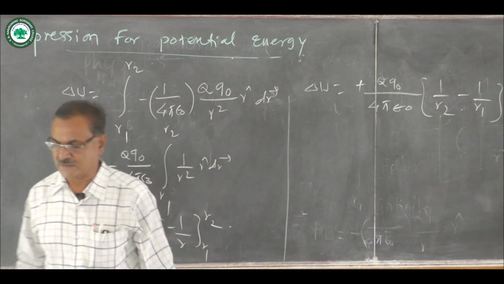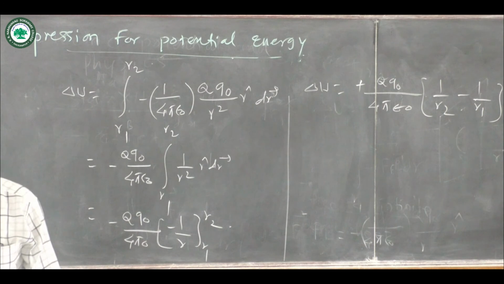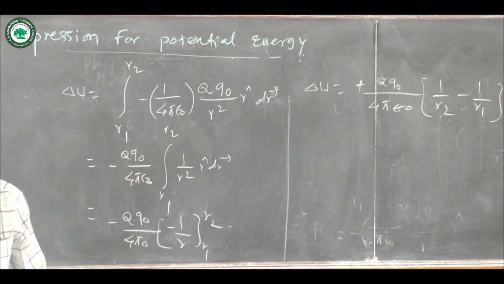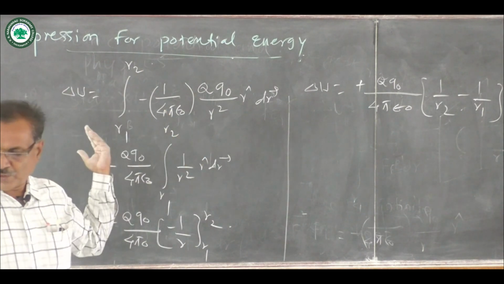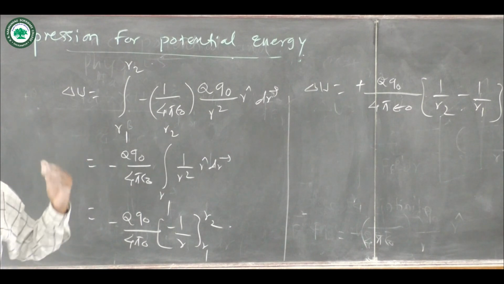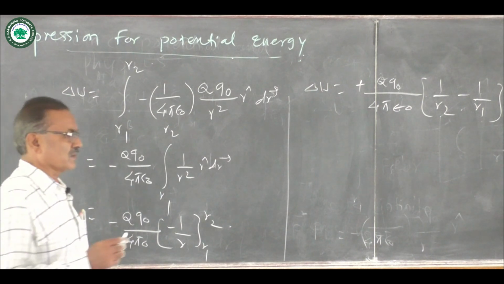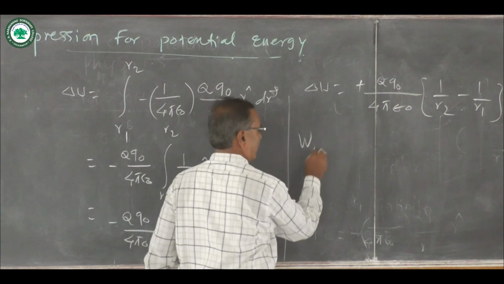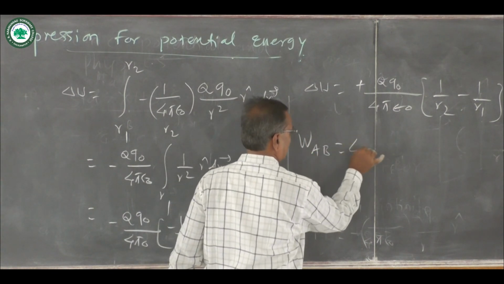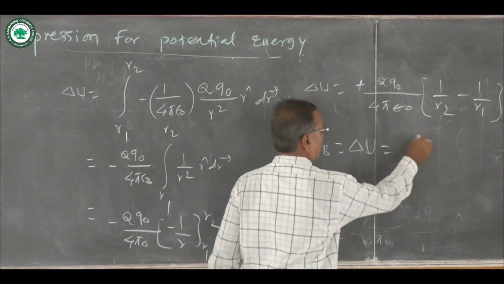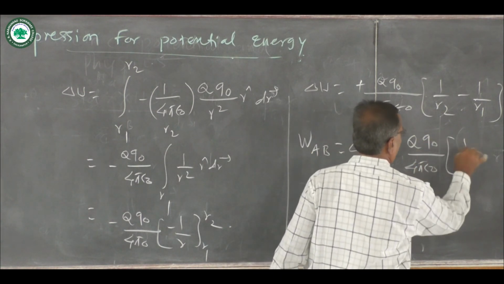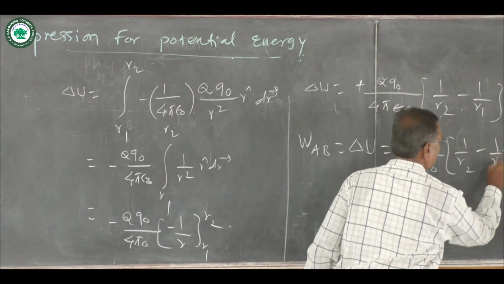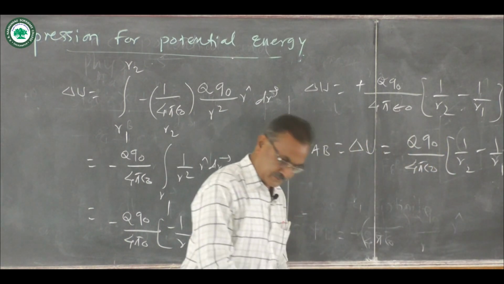Now this change in potential energy of the system is equal to work done from point A to point B against the electrostatic force. So also we can write it, work done from point A to point B is equal to change in potential energy, is equal to Q Q0 by 4 pi epsilon naught in bracket 1 by R2 minus 1 by R1.